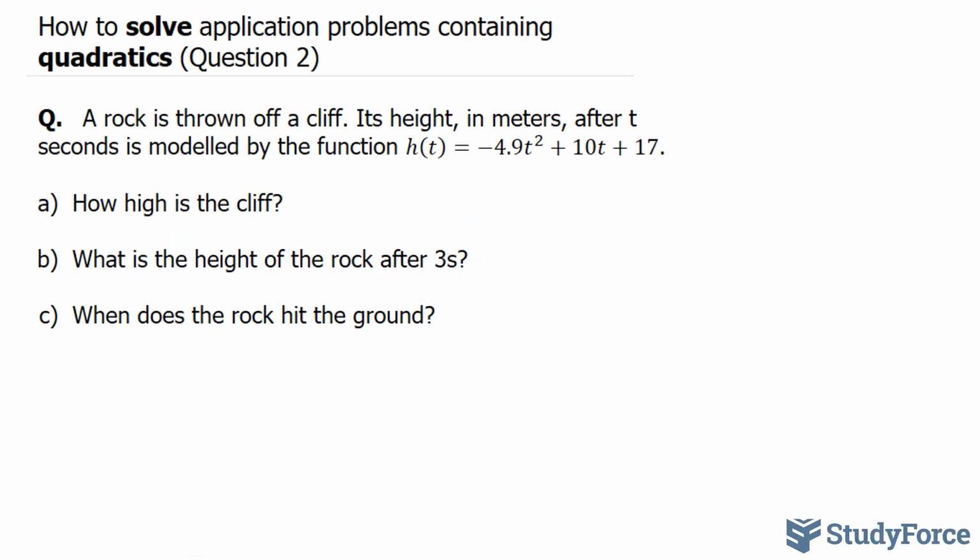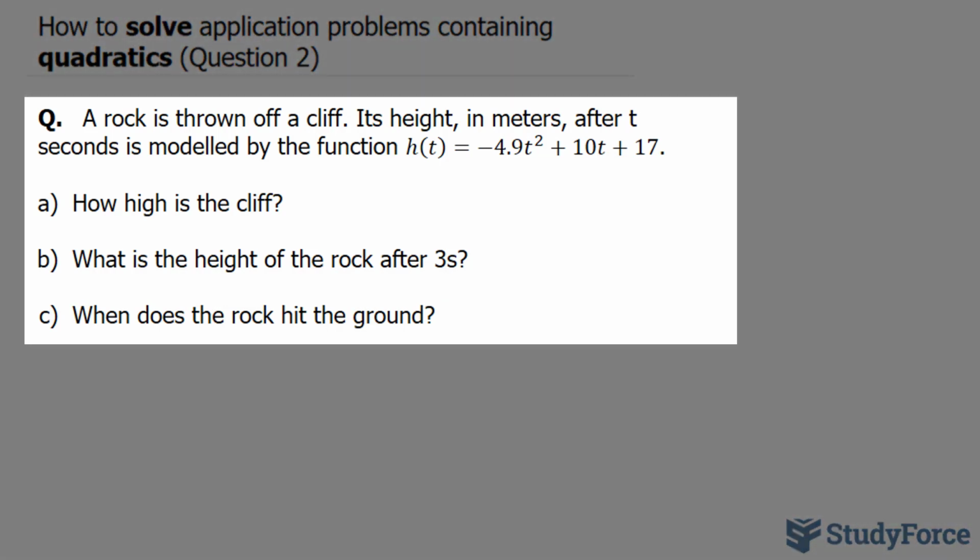In this video, I'll show you how to solve application problems containing quadratics. This is question 2. The question asks, a rock is thrown off a cliff. Its height in meters after t seconds is modeled by the function h of t is equal to negative 4.9t to the power of 2 plus 10t plus 17. Part A asks us, how high is the cliff?